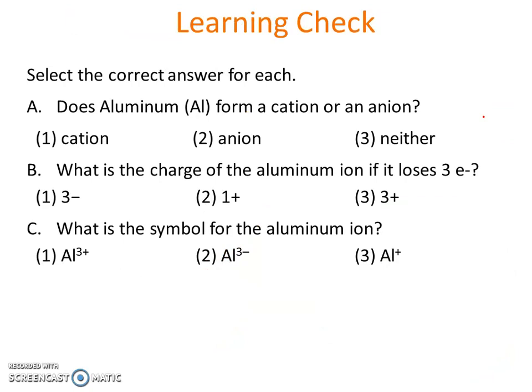So let's have a learning check. Does aluminum, symbol Al, form a cation or an anion? What is the charge of the aluminum ion if it loses 3 electrons? And what is the symbol for the aluminum ion? Pause the video here and find those answers. When you're done finding the answers for yourself, continue and we'll go over them.